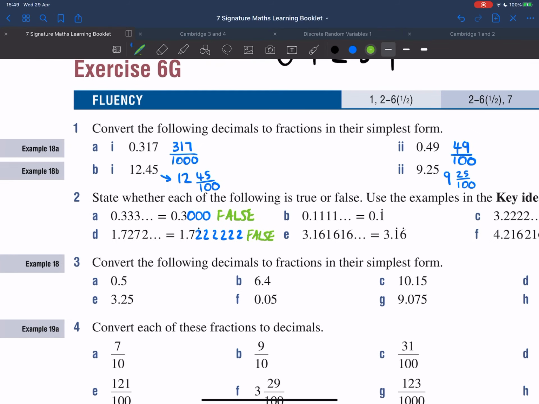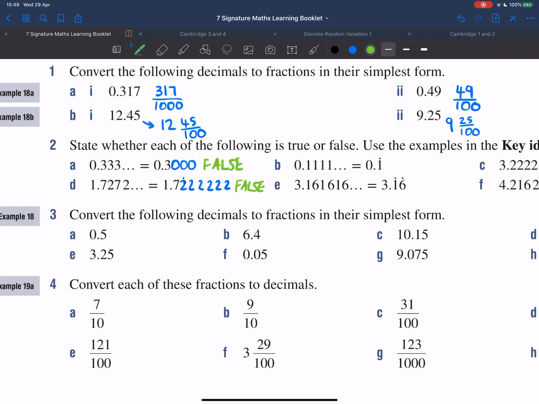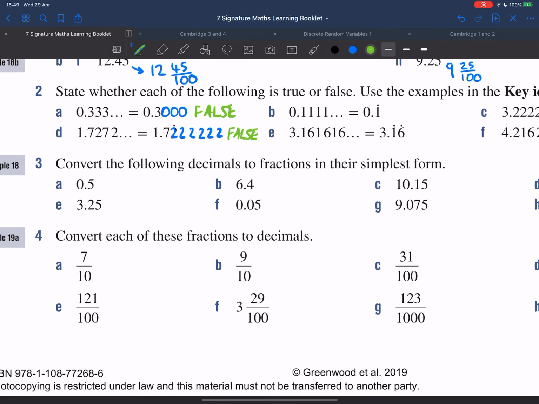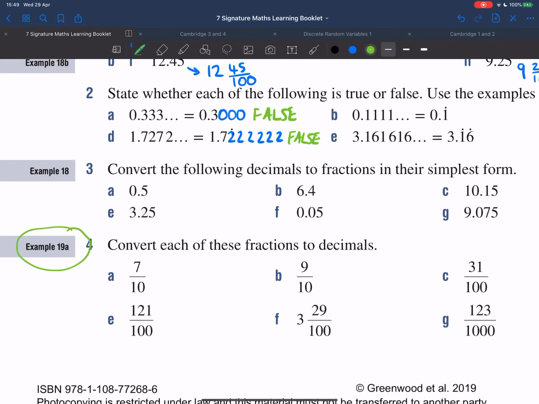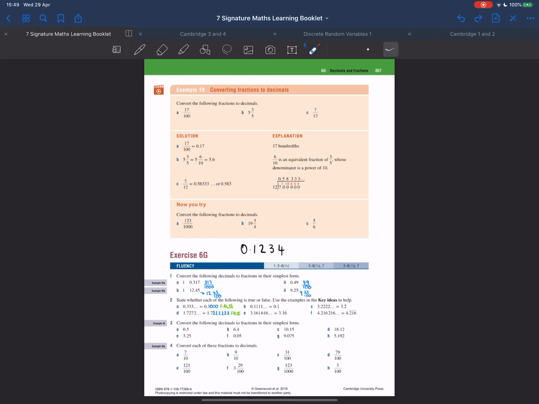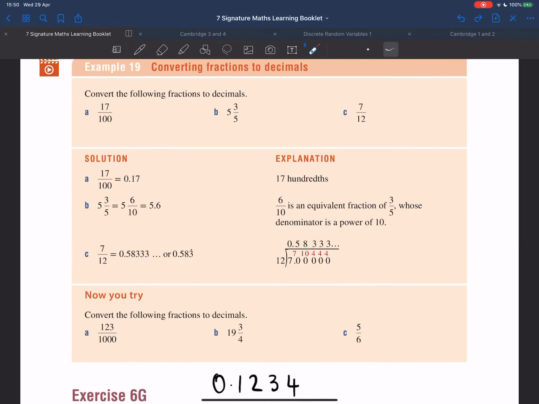All right, let's go ahead and convert, question 4, these fractions to decimals. How do you convert a fraction to a decimal? Well, before I show you, I just want to show you that there is an example here that is related to these questions. I wonder if we have example 19a. I'm sorry if we don't, but I think we do. There it is here. 19a. And it's going to give us an example about how to convert this fraction to a decimal.